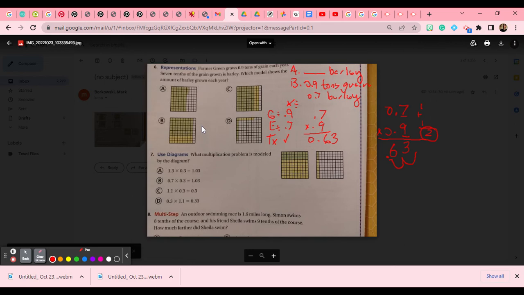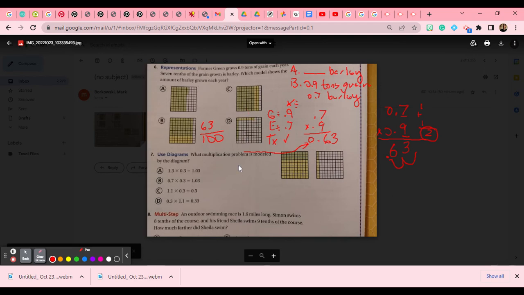But keep in mind, there are 63, but they are hundredths. Okay, this square holds 100 little squares. So 63 over 100 is the same as 63 hundredths. Okay, so B is our only model that shows the correct representation of the amount of barley grown.